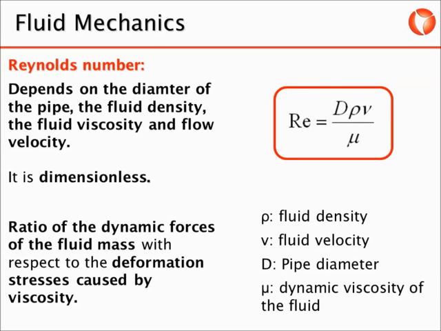The Reynolds number, dimensionless number, is a characterization of the flow in a pipe. Depends on the diameter of the pipe, the fluid density, fluid viscosity, and flow velocity. It may be considered as the ratio of the dynamic forces of the fluid mass with respect to the deformation stresses caused by viscosity.